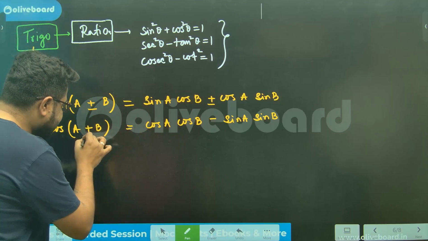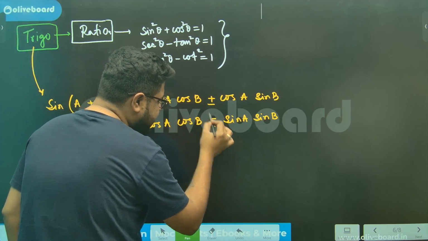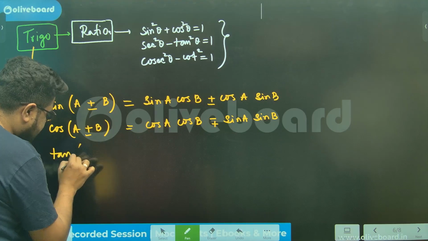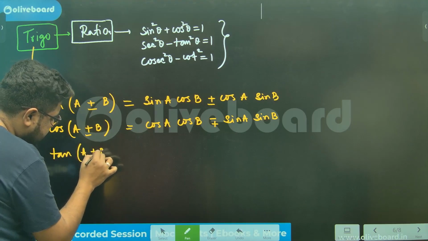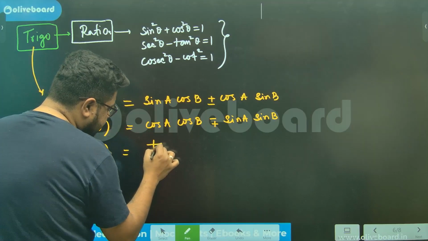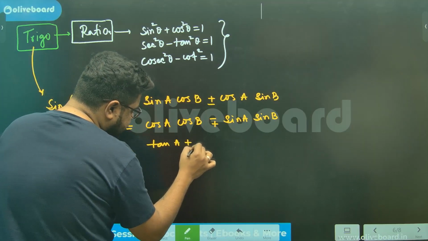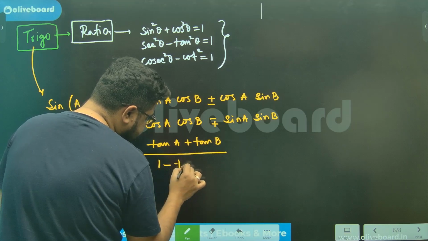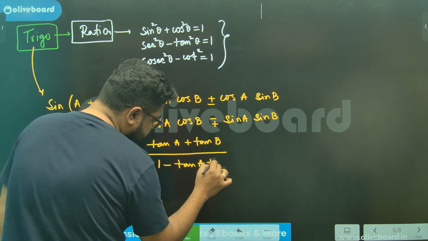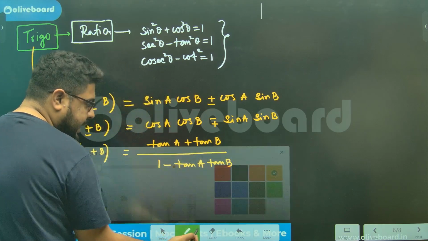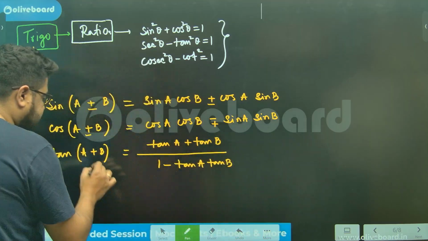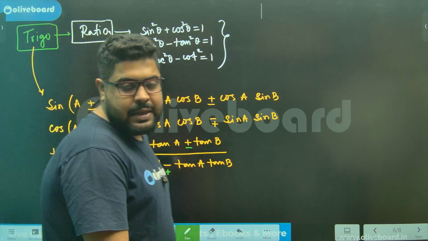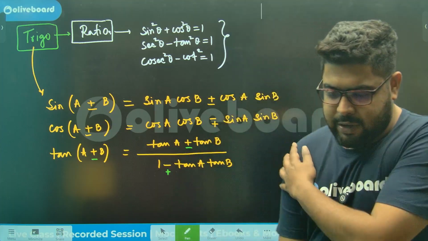Whereas if this is minus here, this will be plus here. Same, sir, for tan. What will happen for tan? Tan A plus B will be tan A plus tan B divided by 1 minus tan A tan B. This is the formula for tan A plus B. Now again, if it is minus here, then it will be minus here, opposite sign will be here. These are the three formulas, most important ones.